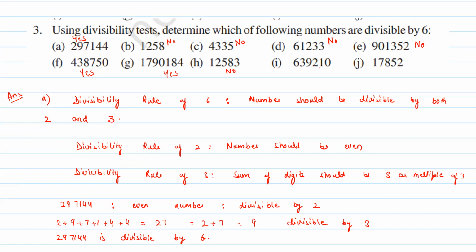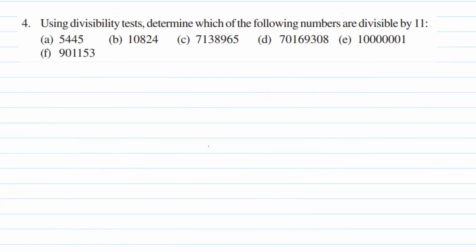It is an even number. Check for the divisibility rule of 3. Yes, the sum is divisible by 3, so it is divisible by 6 also. For this one, also check for 3 because it is an even number, but its sum is coming out to be 8 plus 8, 16 plus 5, 21 and 23, which is not divisible by 3. So it is not divisible by 6.